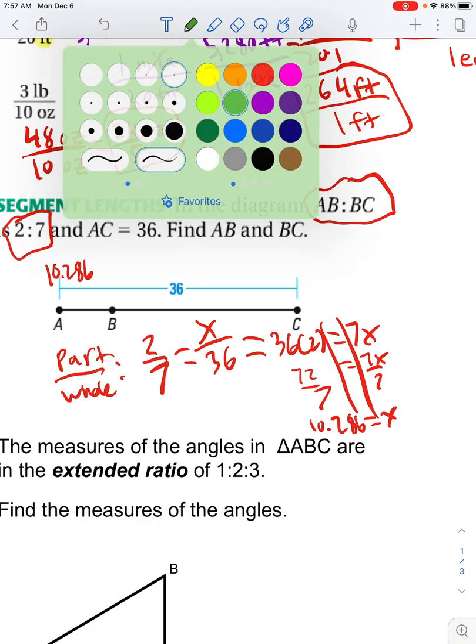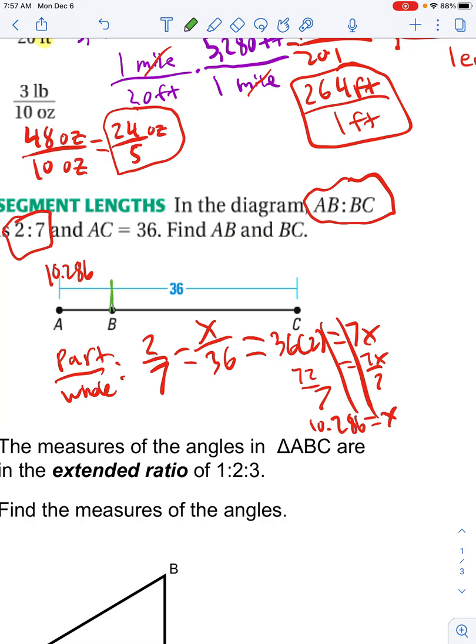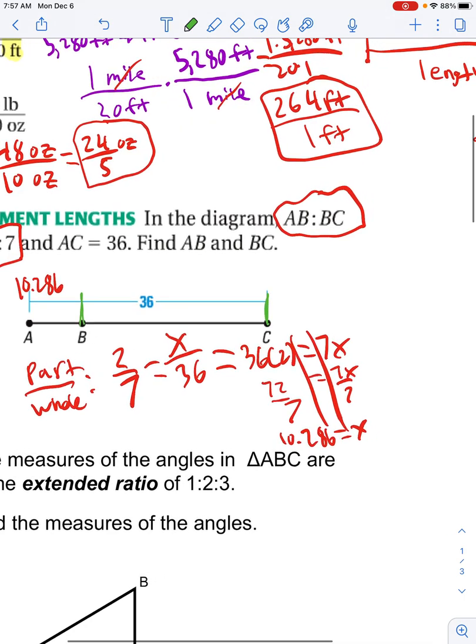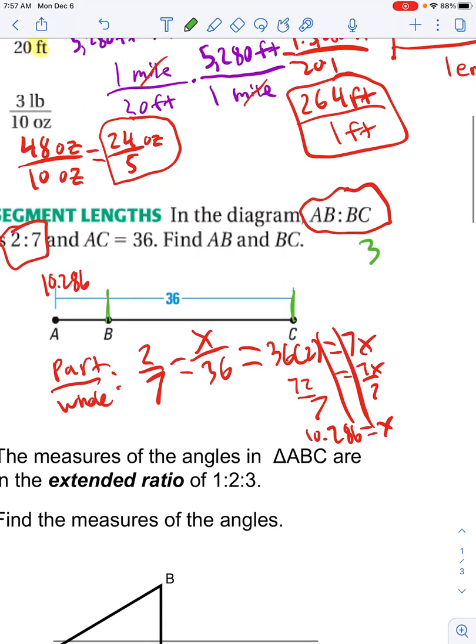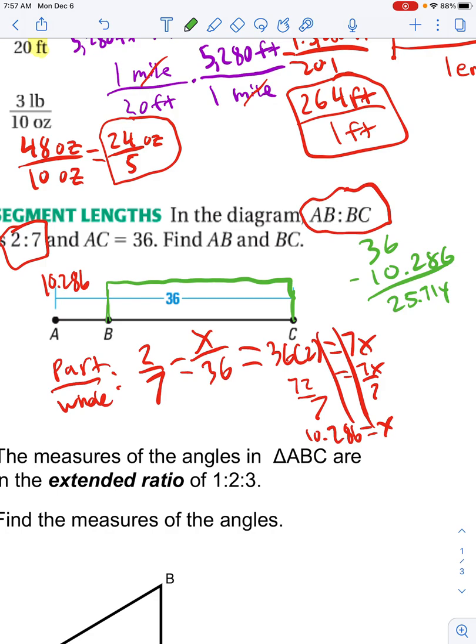Couple ways I could find BC. Again, looking for this section right here. If I know that AB is 10.286 and the whole thing is 36, I'm just going to subtract 36 minus 10.286 and get 25.714. So this green part right here is going to be 25.714.